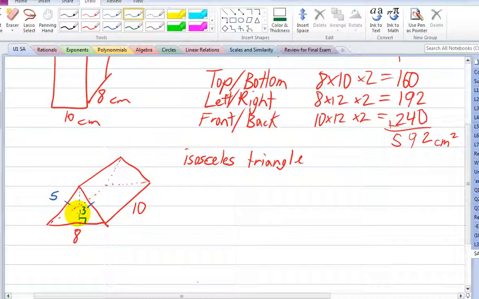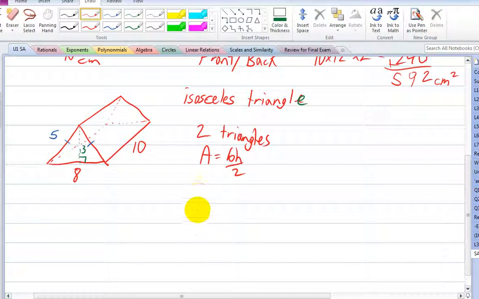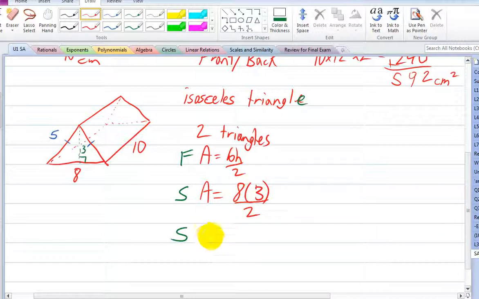So for this one, I'm just going to go grab the shape just to show you. Okay, so we have 2 triangles. So let's find the area of one. The area of the triangle is base times height divided by 2. Yes, write the formula. Then we substitute in. You might often hear me say FSS: formula, substitute, then solve. So here we have base of 8, height of 3 divided by 2. So the area equals what?